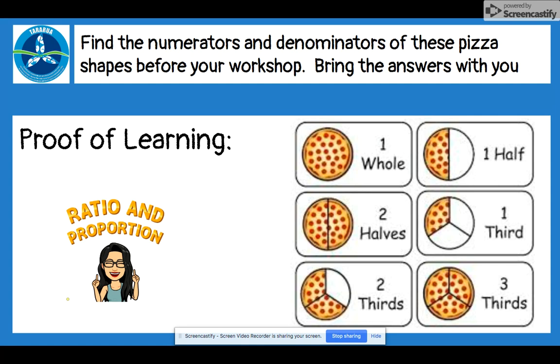What I want you to do before you come down to your workshop is find the numerators and the denominators of these pizza shapes before your workshop. Bring the answers with you. Remember, you can pause the flip video and go back as many times as you need to.